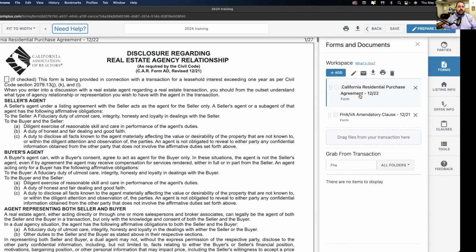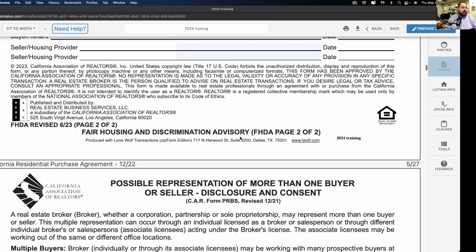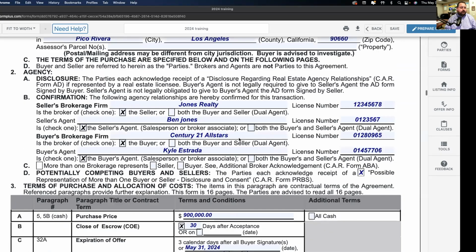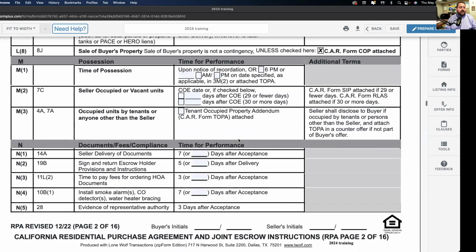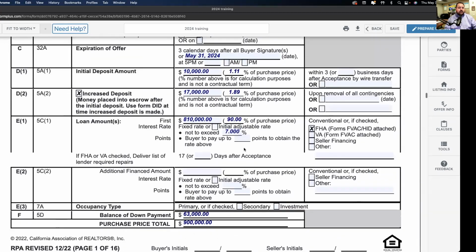Okay, so back to the purchase agreement where we were. Sorry if I'm moving fast here and making anybody dizzy, but I got to get back to where we were. Okay, so that's the financing. Just make sure that you've got all of this stuff filled out when you're writing the offer. Okay? And let's move on.